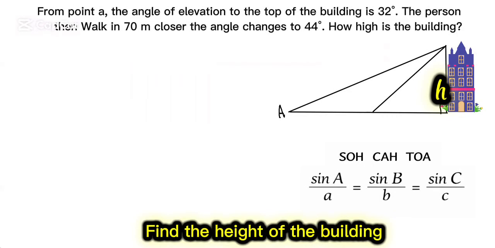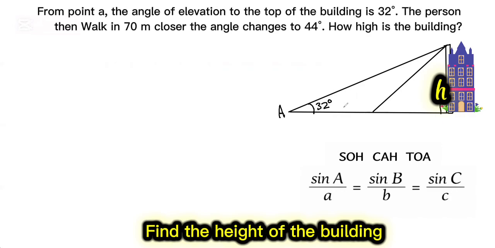From point A, the angle of elevation to the top of a building is 32 degrees. The person then walks 70 meters closer, and the angle increases to 44 degrees. We are asked to find the height of the building.